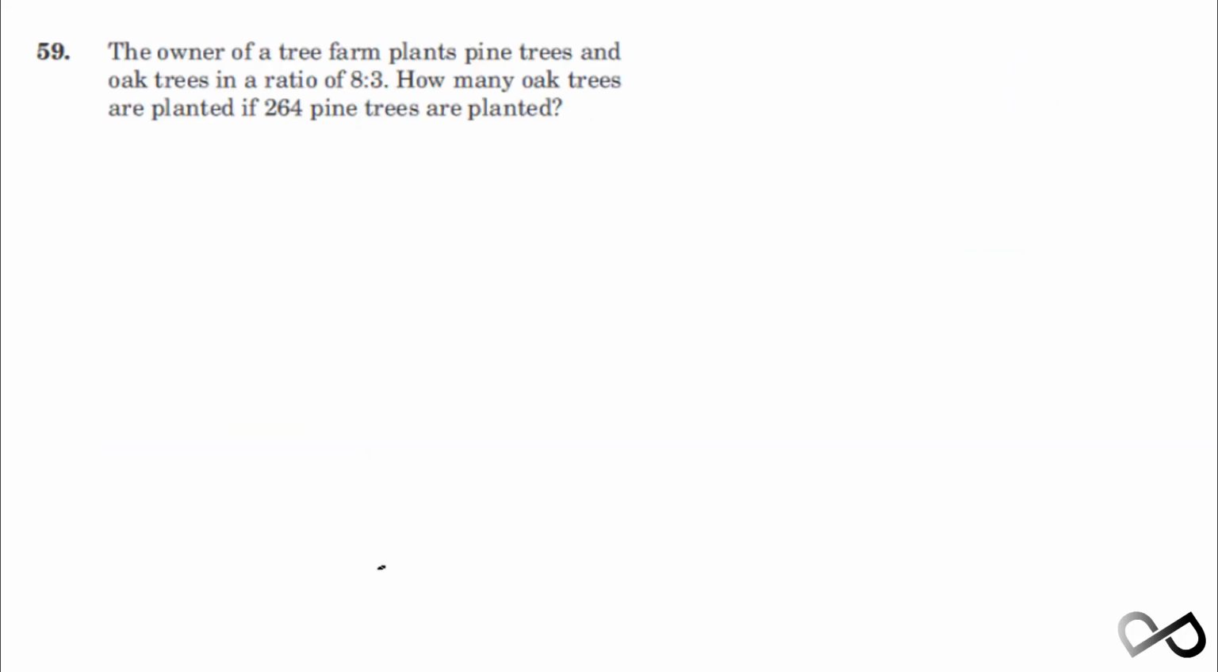Number 59 says, the owner of a tree farm plants pine trees and oak trees in a ratio of 8:3. How many oak trees are planted if 264 pine trees are planted? So this is a proportion question. They're giving you pine to oaks, and they're saying that equals 8:3. So pine's on the numerator and oak is on the denominator. You're going to set up this proportion.